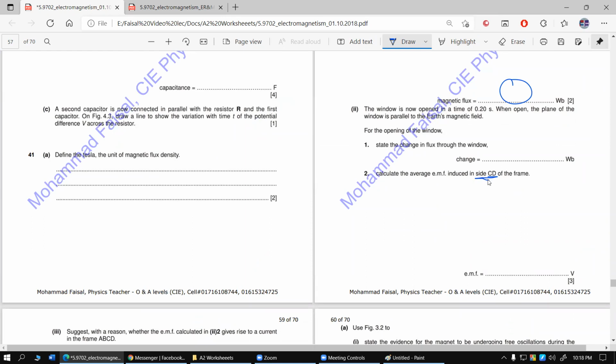So that will be given by EMF equals minus d phi by dt. Because they want the average, you can choose not to write the minus sign, no problem. So you provide this number, and be careful to show the magnetic flux value minus 0, or you can choose not to show this. Just the magnetic flux value and the time, 0.2 seconds. So you write this and calculate the EMF, 3 marks.